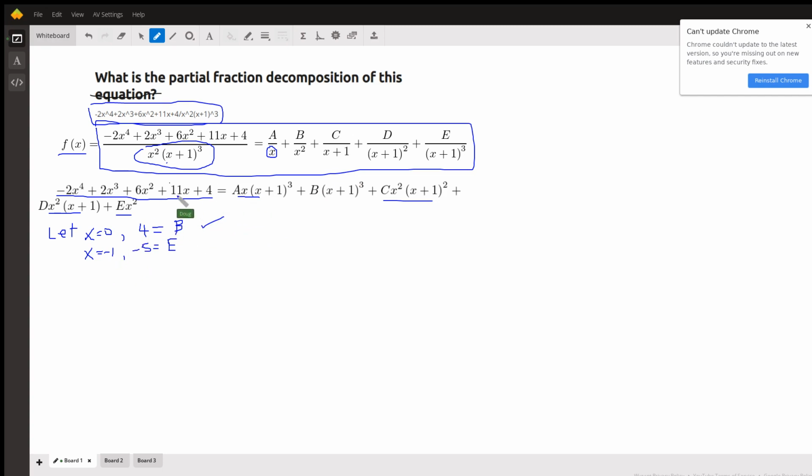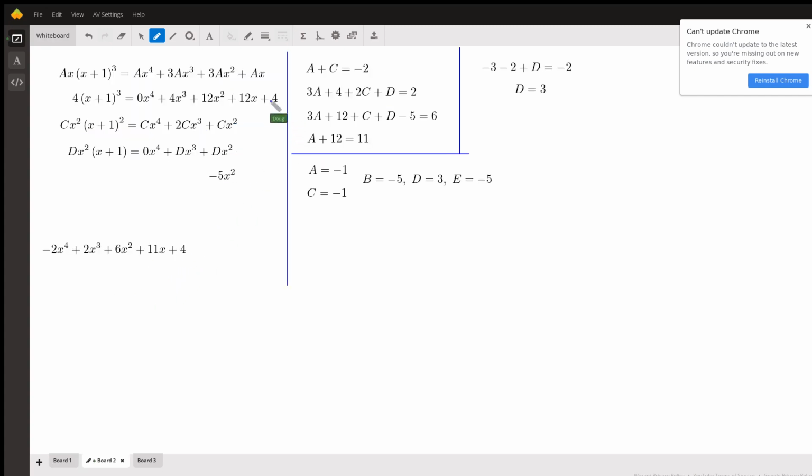And if we let x equal -1, you have to picture substituting -1 in for x on the left side. I'll leave the simplification to you. That's -5. And on the right, all the terms containing x plus 1 disappear, and we're left with just ex squared. -1 squared is 1. So -5 equals e. So just like that, we've got two of the variables. And if we go to board 2, we can see maybe how you can organize your work.